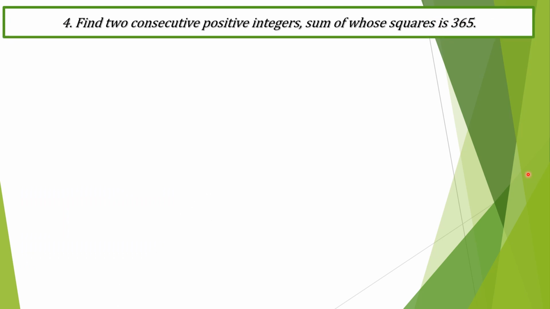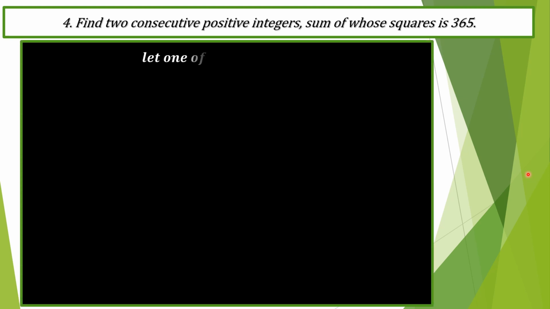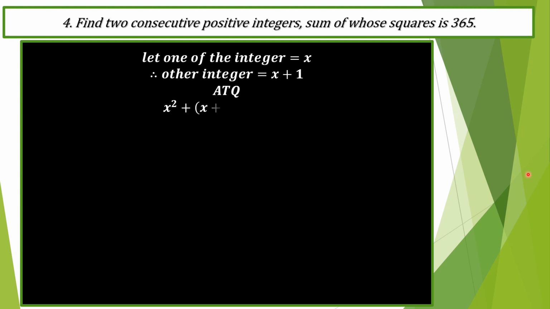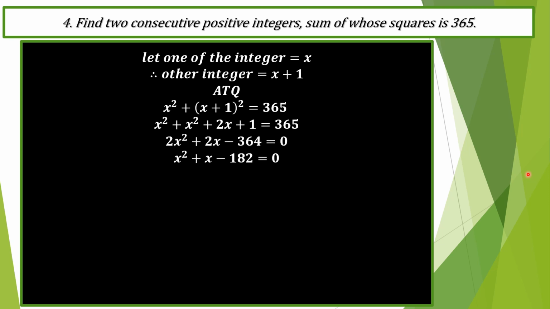Let's see one more question. Find two consecutive positive integers, the sum of whose squares is 365. Consecutive positive integers: one is x, the other one will be x plus 1. Their squares will be x square and x plus 1 whole square. According to the question, the sum is equal to 365. We'll simplify it to get the quadratic equation like this: x square plus x minus 182 is equal to 0. Right? We'll divide throughout by 2 in this step to get this.